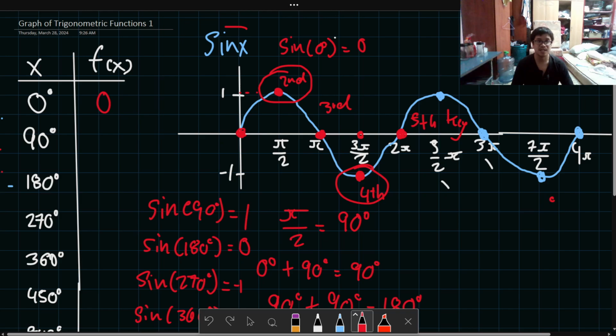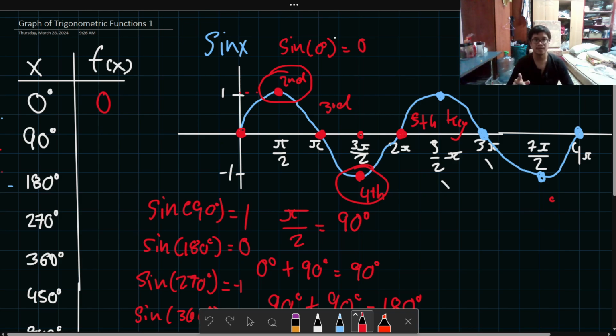So here, the graph of sine x, which is this one, these are the 5 key points when your graph is sine x. Okay, so that's actually the overview, because what I just did here is the same way we are going to do on the next video. On the next video, I'm going to teach you guys how to graph a given sine function.